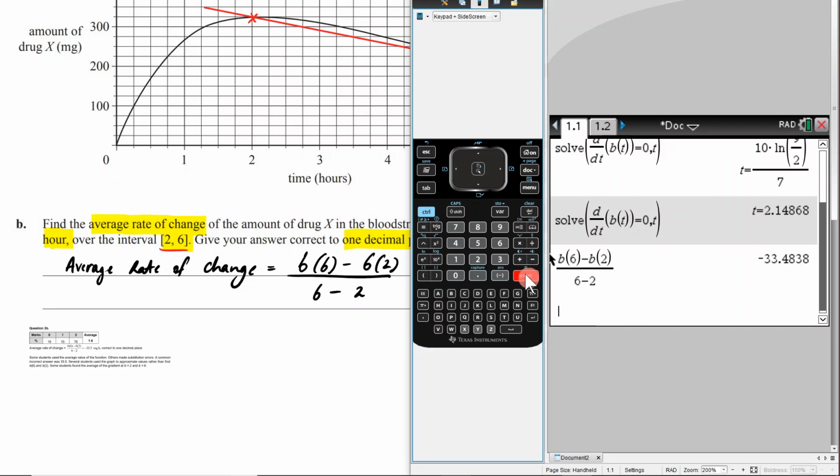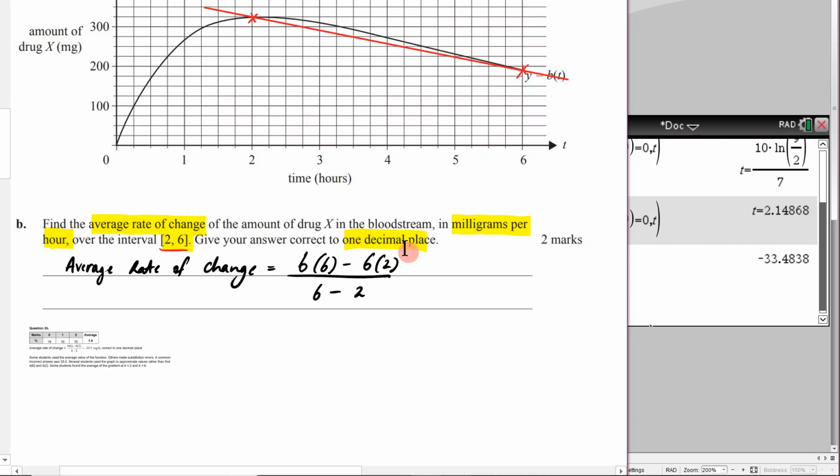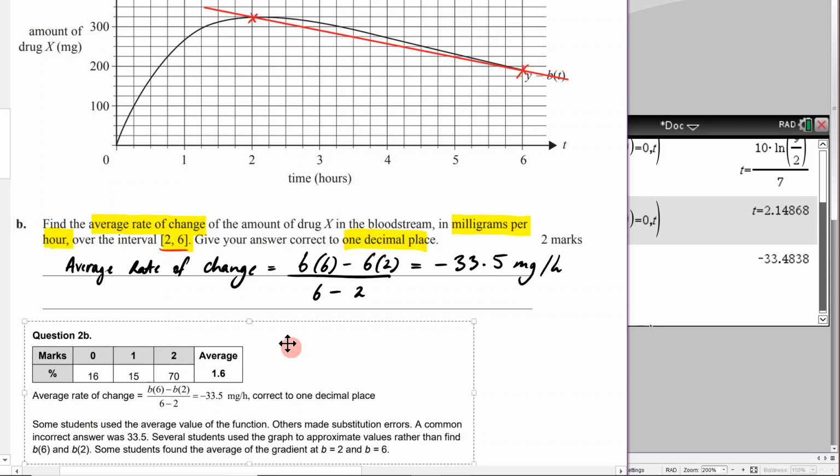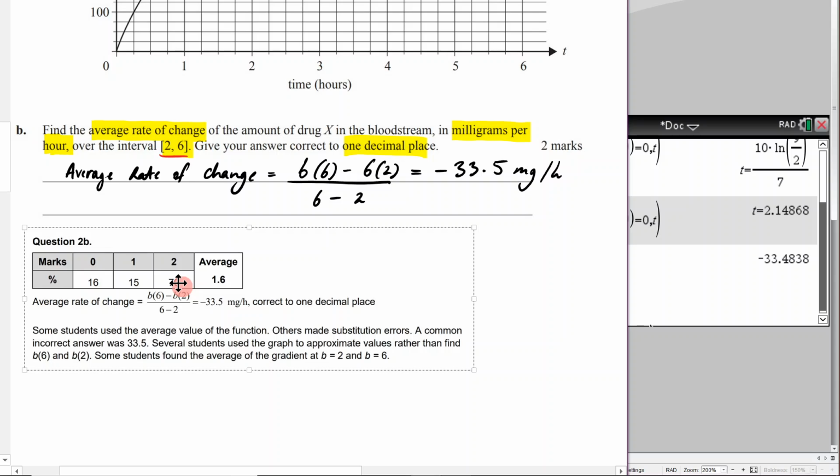So I'm going to go control equals, and I'm going to end up with negative 33.48. Now it says to 1 decimal place. So that means my answer is going to be negative 33.5 milligrams per hour. That is going to be my answer. All right, so let's now look here at what they wrote. So the examiner's report here says that 70% of students got the full 2 marks. The average rate of change equals B6 minus B2 over 6 minus 2, which is equal to negative 33.5 milligrams an hour. That is exactly what we have written here.